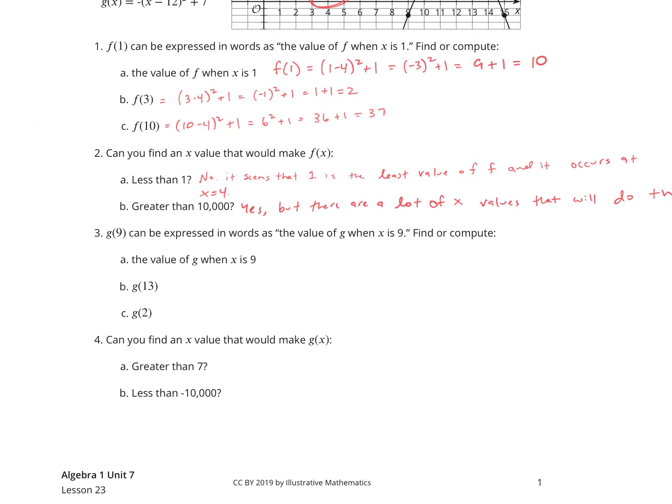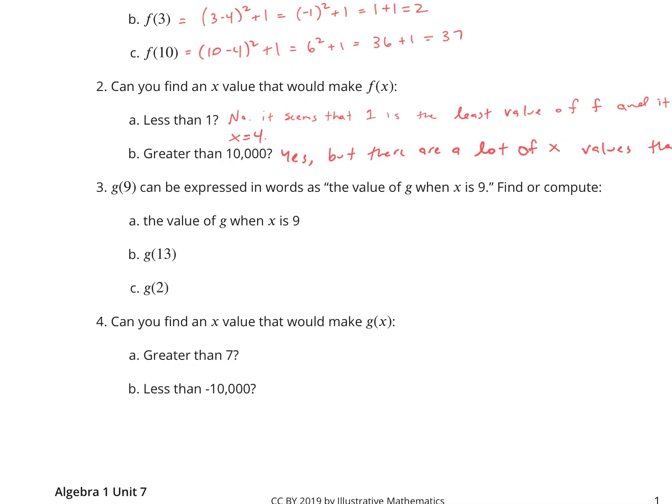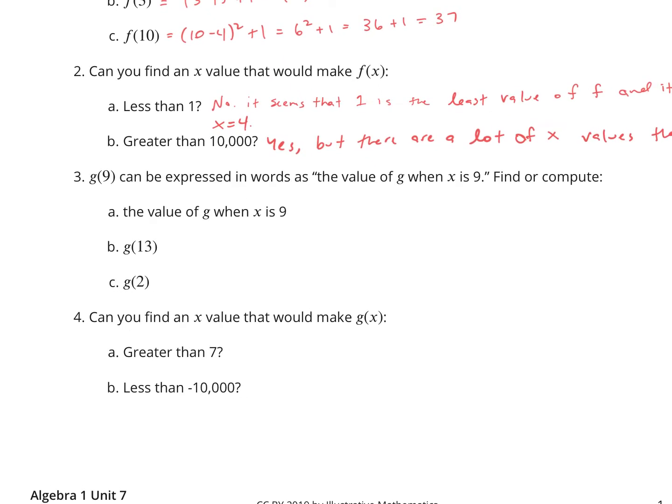All right, let's look at question 3. So g of 9 can be expressed in words as the value of g when x is 9. This one now wants you to compute the value of g when x is 9, and then find g of 13 and g of 2. So let's start with g of 9.